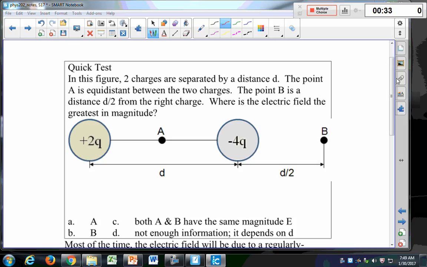On this, you want to sketch out your electric field vectors and ask yourself the question, where is it going to be bigger, A or B, or were they of the same magnitude? Think about the distance that you are from the charge, and then also think about the magnitude of the charge. Remember, electric field is kq over r squared. That's the electric field due to a point charge. We're going to do objects next.